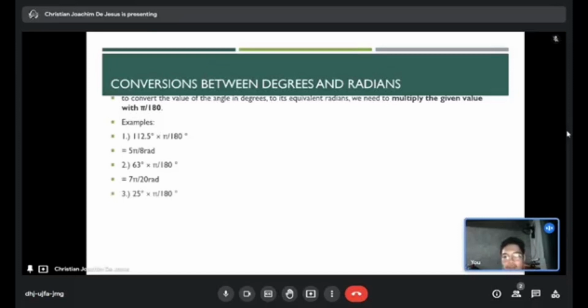Next, number 3, 25 degrees times pi over 180 degrees. So we need to put it in a calculator and the answer will automatically appear once again. 5 pi over 36 rad.